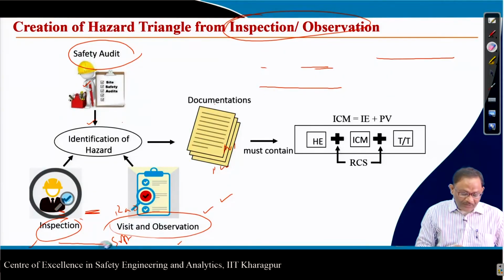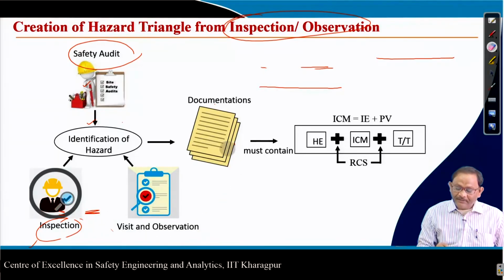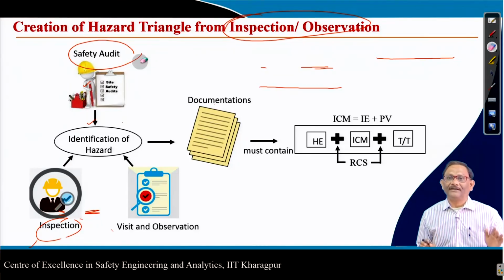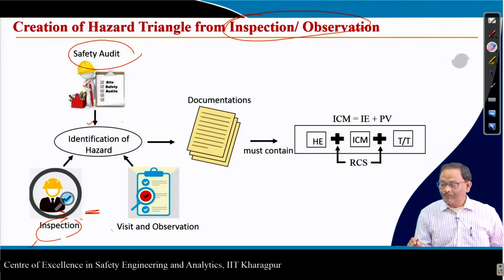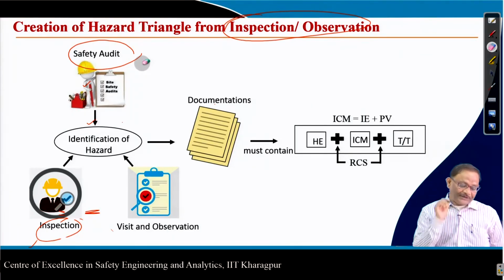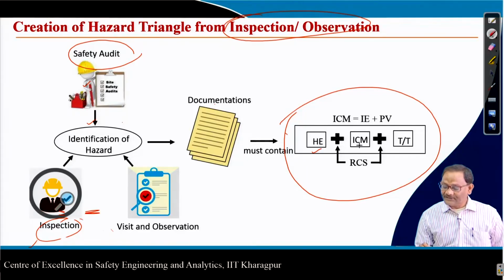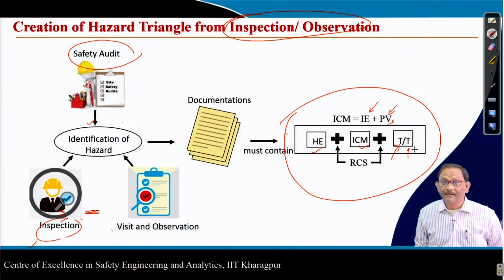Okay. So when you are documenting the outcome of each of the programs, please keep in mind whether you are documenting the hazard triangle and the risk control systems or not. That's why, when you are creating a hazard database, we promote the idea that the safety audit report, inspection report or observation report must contain these things. What are these things? Hazardous elements, and incident causing mechanisms, where the incident causing mechanism contains the initiating event and several pivotal events, threat, target, as well as what kind of incident or accident could happen. This is a must.